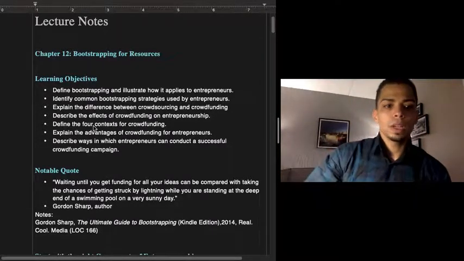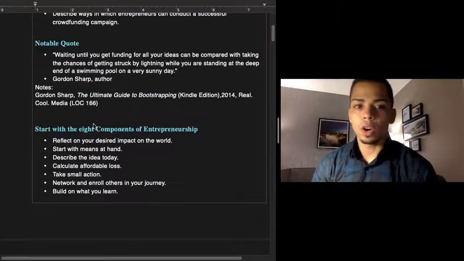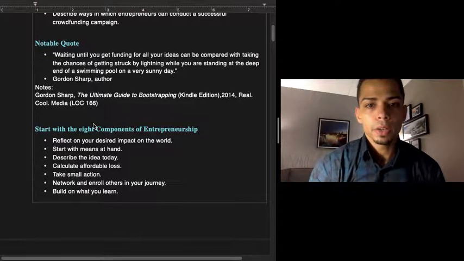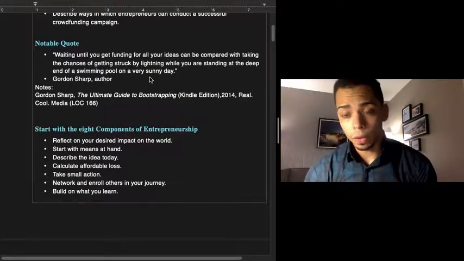Okay, so the notable quote for this week is that waiting until you get all of your funding for all your ideas can be compared with taking the chances of getting struck by lightning while you're standing at the deep end of a pool on a very sunny day. So basically, you're not going to get all the funding that you want.